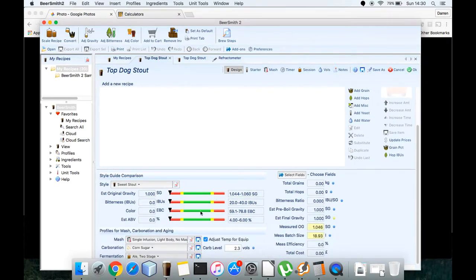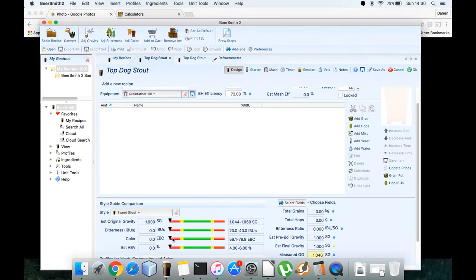The reason I do this is just a bit of a sanity check, because as I build a recipe, I can see all the factors actually coming into play, and you know that you're along the right lines.